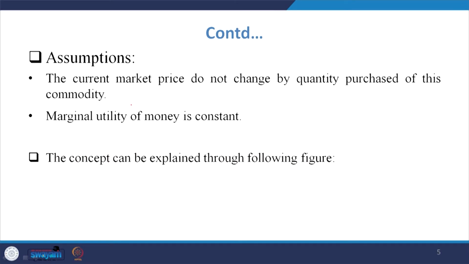This is based on some assumptions. First, the current market price does not change by the quantity purchased of this commodity. So, we assume when we estimate the consumer surplus that market price is given and it is not varying due to the change in the units of a commodity purchased by the consumers.